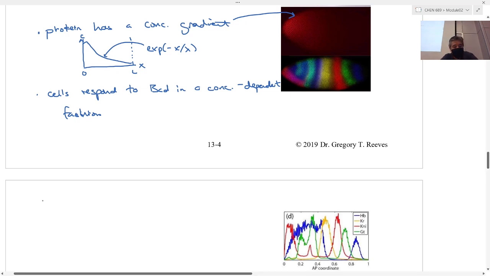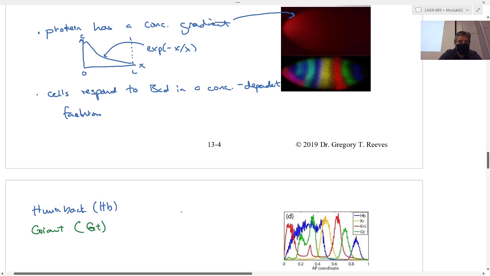But essentially what we have is a protein called hunchback, or HB, that's in blue. We have a protein called giant, abbreviated GT, that's in green.